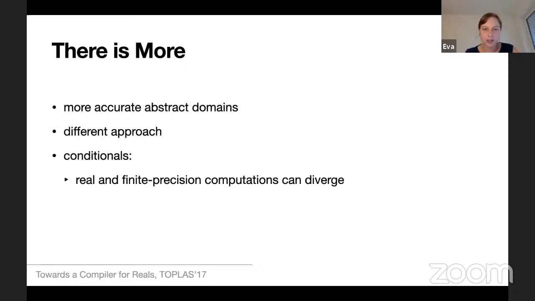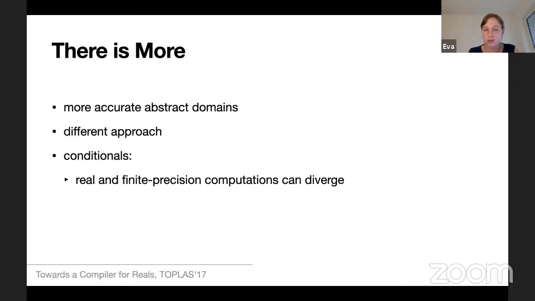Now, conditionals can be tricky because what may happen is that your ideal computation, the real valued one, can, for instance, take the if branch of a conditional statement, and your finite precision version, because of the error it has committed, may take the else branch. So if you want to soundly compute an upper bound on the error of the program's results, you have to take into account this divergence, and you have to take into account that you will potentially compute vastly different results.